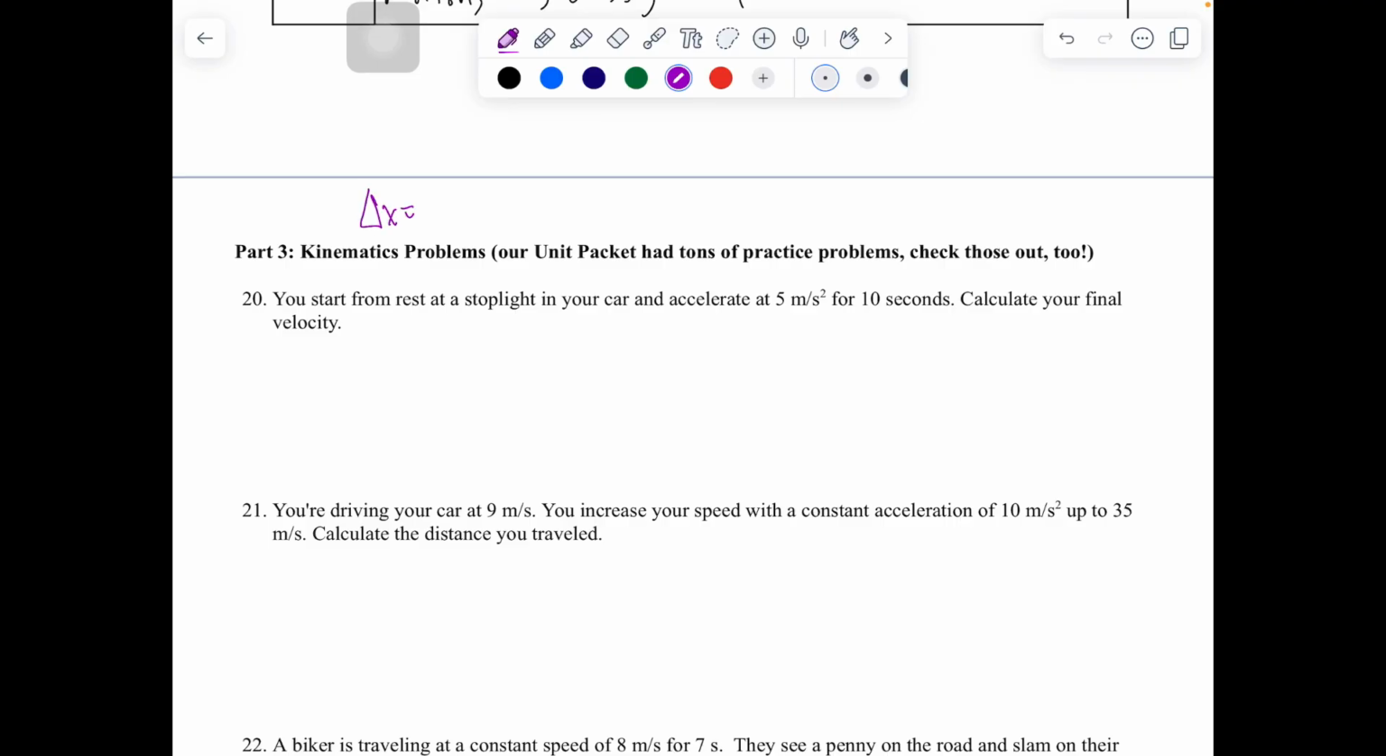We know we have delta x is equal to our initial velocity times time plus 1/2 the acceleration times time squared. We also have our final velocity squared equals the initial velocity squared plus 2a times our delta x. And lastly, we have our final velocity equals the initial velocity plus acceleration times time.